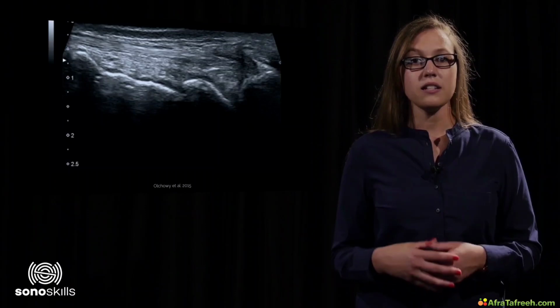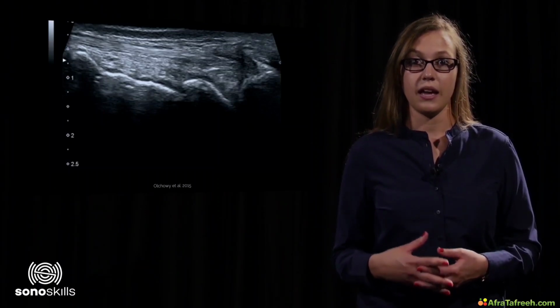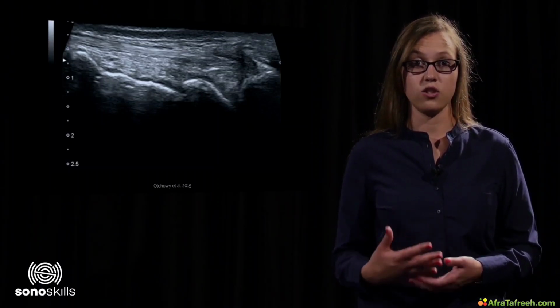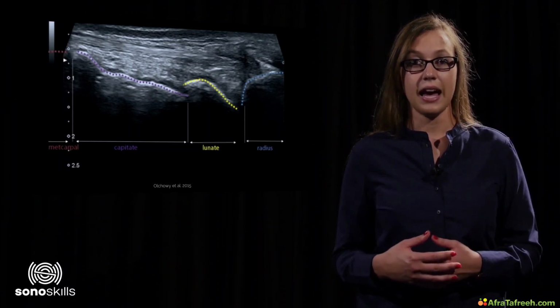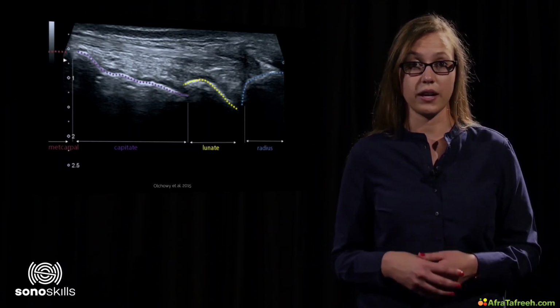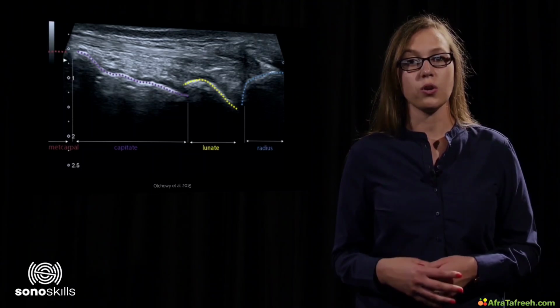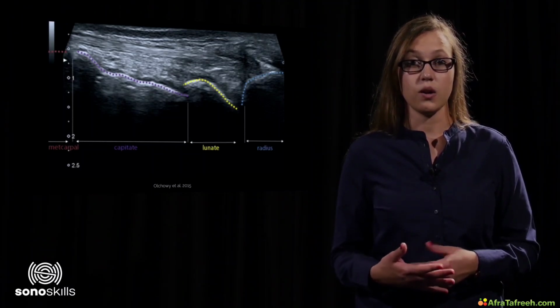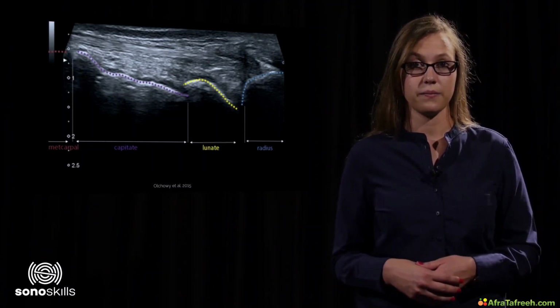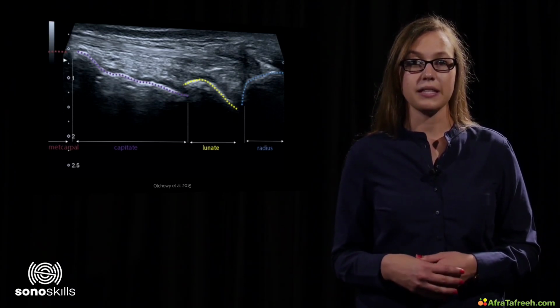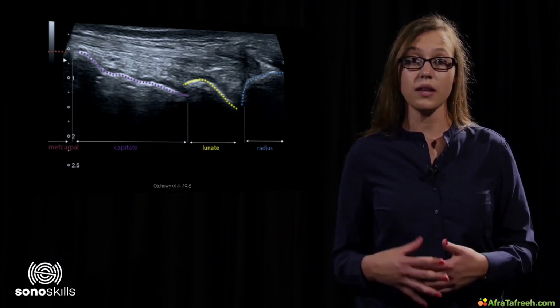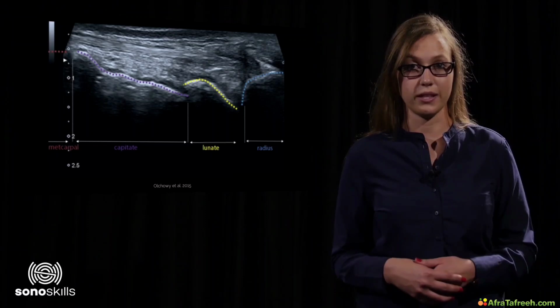The obtained ultrasound image will show, as seen in the image from right to left, the radius and lunate, and in between the radiocarpal joint. It also shows the lunate and the capitate, with in between the midcarpal joint. At the far left, the metacarpal bone and the capitate can be seen, with in between them the carpometacarpal joint.